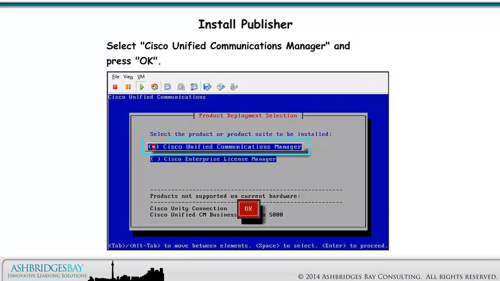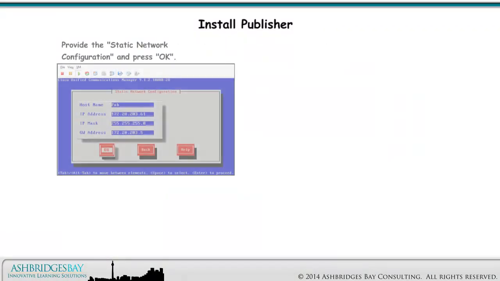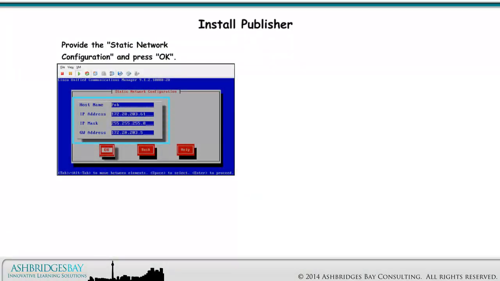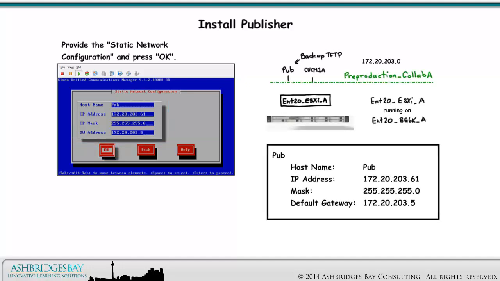Select Cisco Unified Communications Manager and press OK. Provide the static network configuration and press OK. For Enterprise 20, our VM Pub has IP address 172.20.203.61 with a mask of 255.255.255.0 and a default gateway of 172.20.203.5.